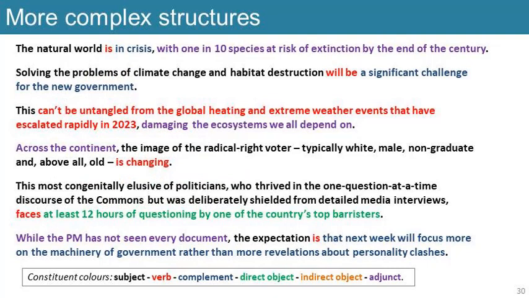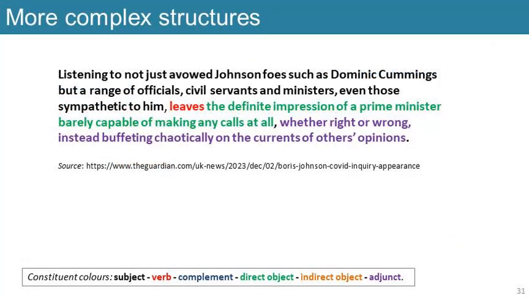Here are example sentences from articles in the Guardian newspaper in which the constituents themselves are much more complex. Here's one more example of the kind of sentences you frequently see in academic text or serious news reporting, in which more than one constituent is a complex phrase or clause.